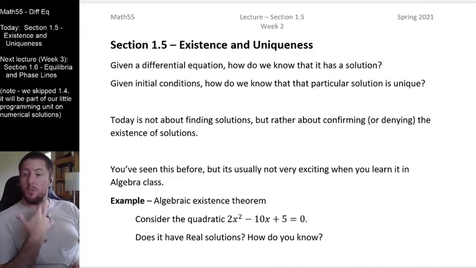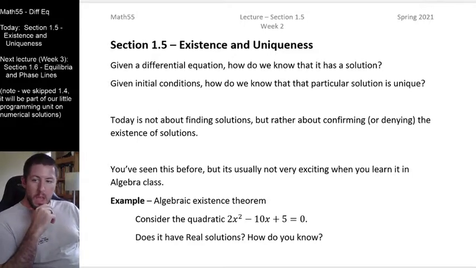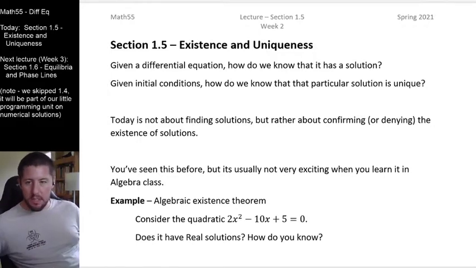So in any event, today is section 1.5, existence and uniqueness. Next week, we'll pick up with section 1.6, which will be equilibria and phase lines, which is going to be like an improvement to the graphical stuff that we've been doing. So today is going to be a very graphical day. It's going to be very much a concept day. It's much less a doing day and much more of a thinking day. So a little bit different than a typical day of calculus.